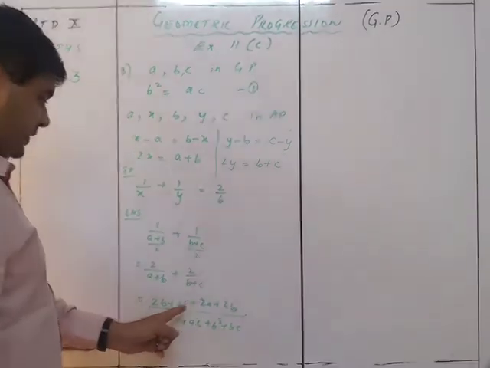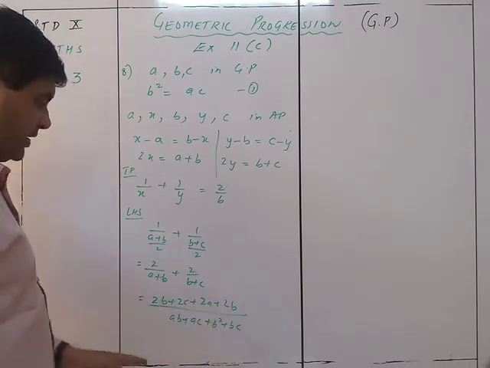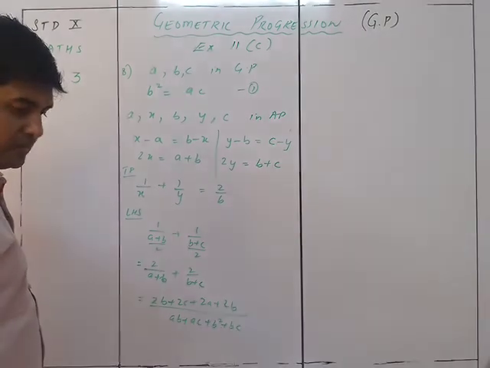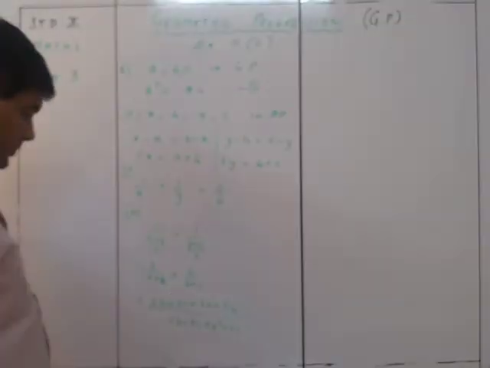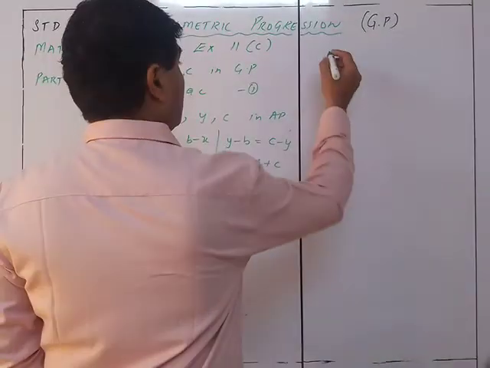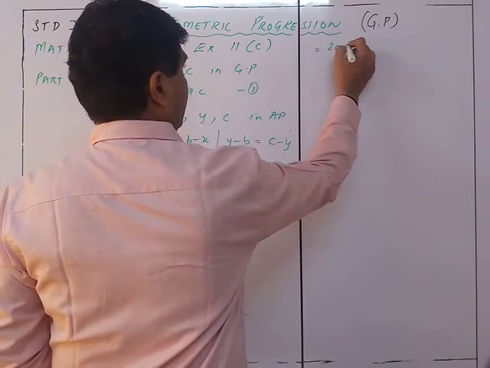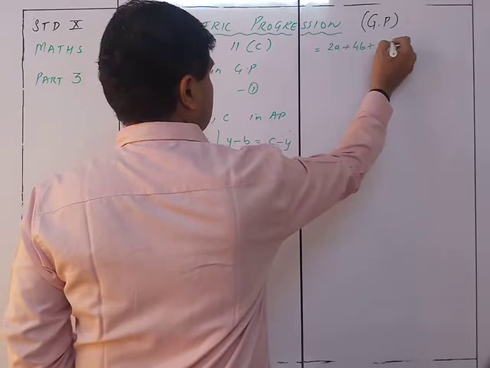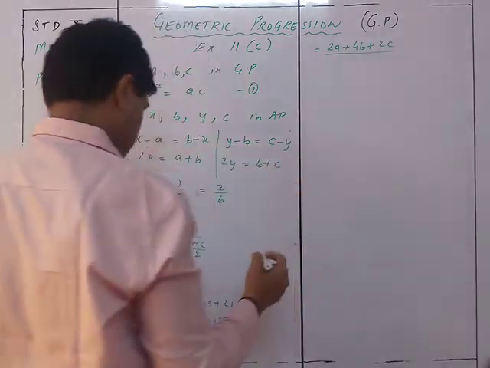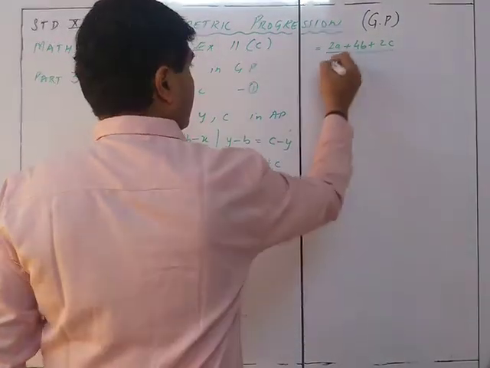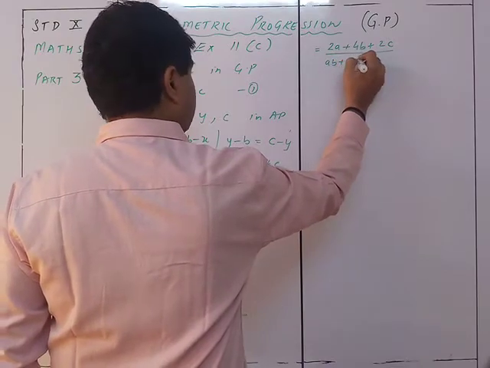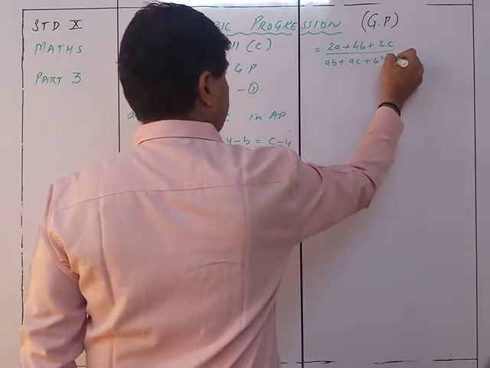Now you can see over here B and B is same. So that gives me as 2A plus 4B plus 2C upon AB plus AC plus B square plus BC.